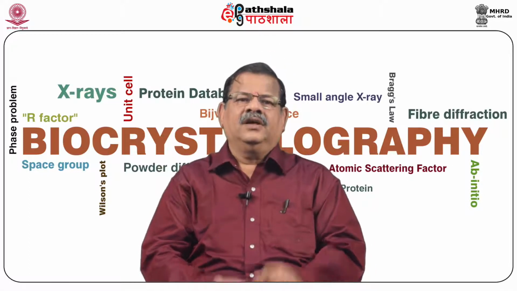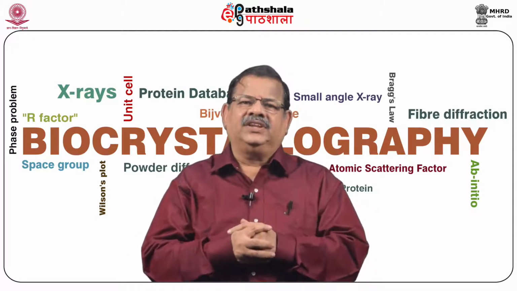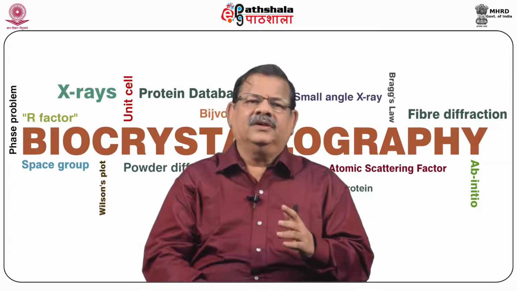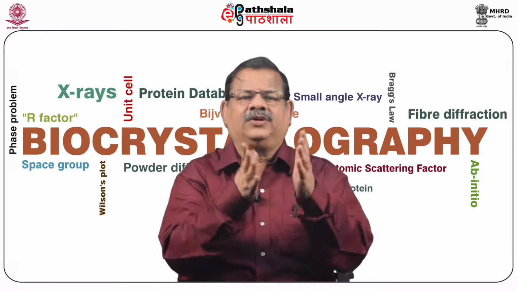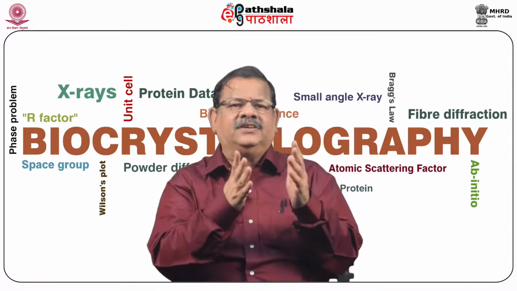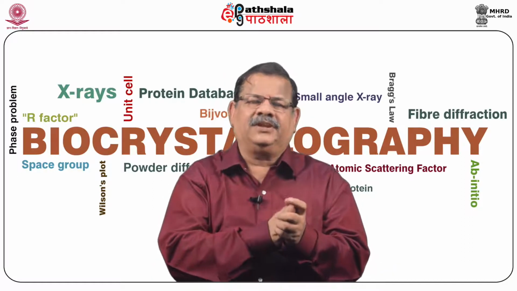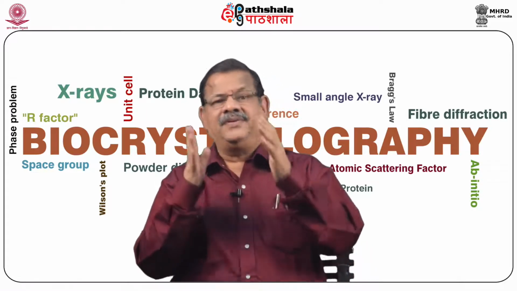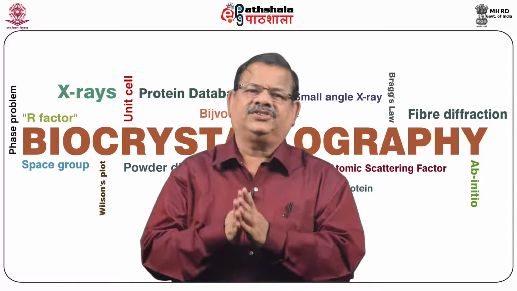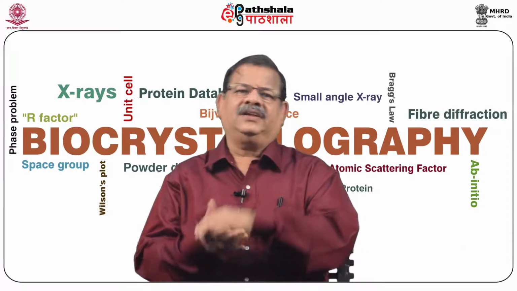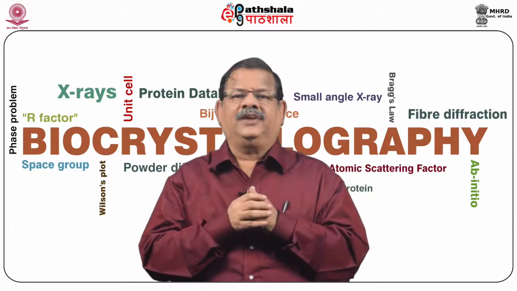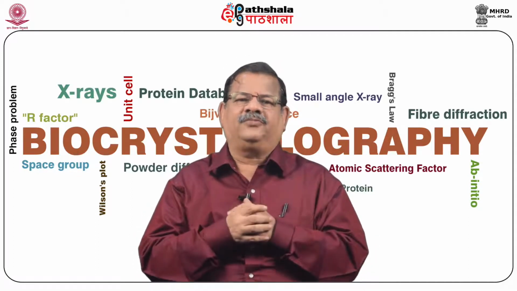And another thing is, whatever derivatives you make, two or three, all of them have to be completely isomorphous. What do you mean by isomorphous? The original protein has crystallized in some space group with some unit cell dimensions. After soaking it in the heavy atom salt solution and forming the derivative, we have a new crystal. The cell parameters of the derivative and the original cell parameters should not change by more than 0.1% or 0.05%.